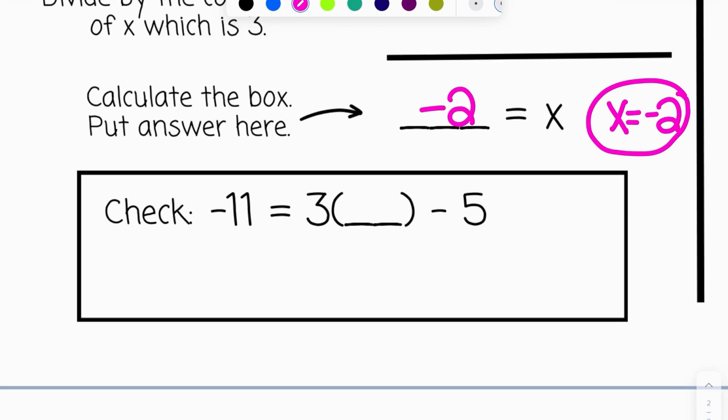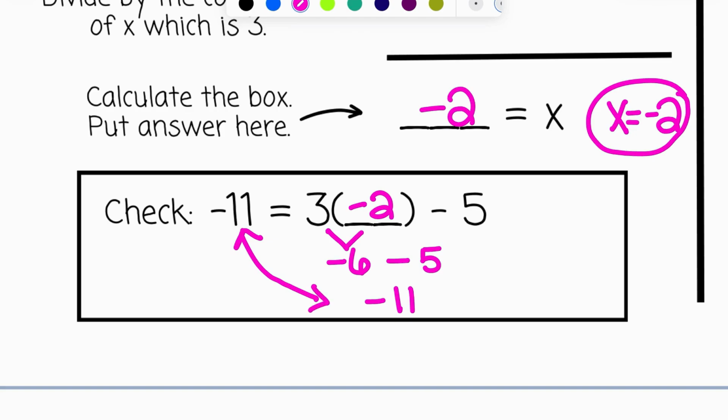All right, let's check. Write your equation down as it was originally, and where the x used to be, put in a negative 2. 3 times negative 2 is negative 6. And then negative 6 subtract 5 gives me negative 11. Since the left side matches the right side, we know we got it right.